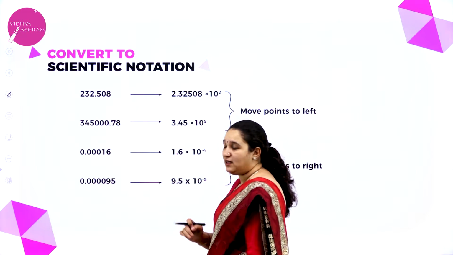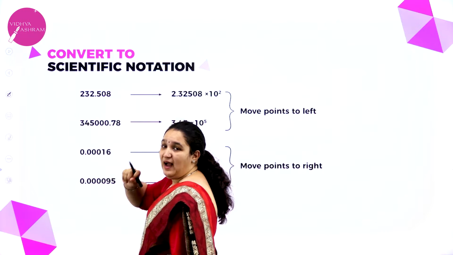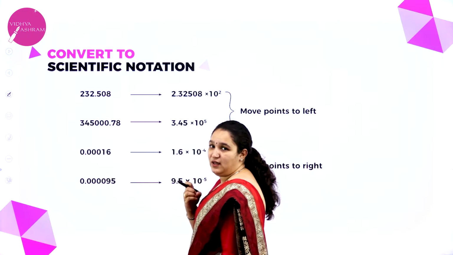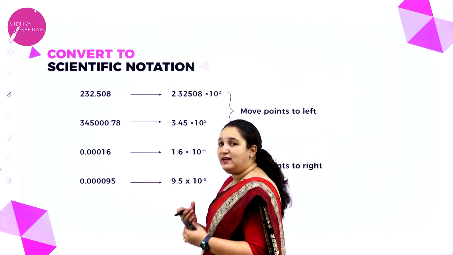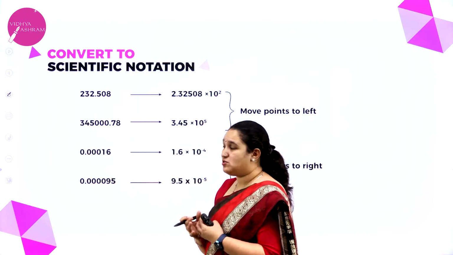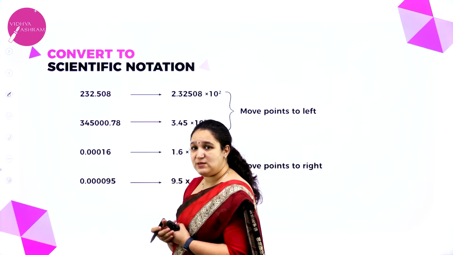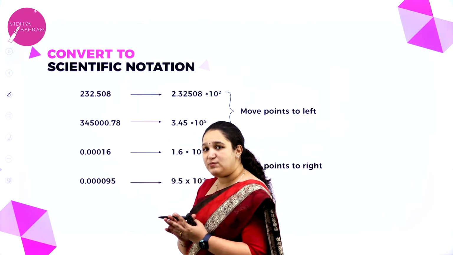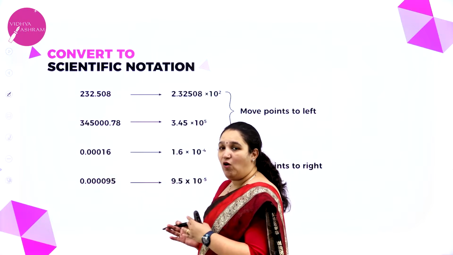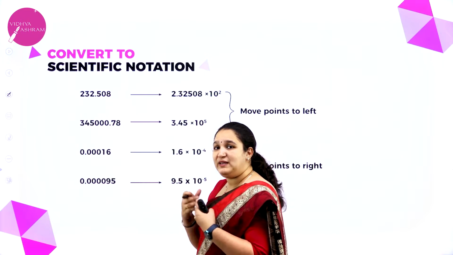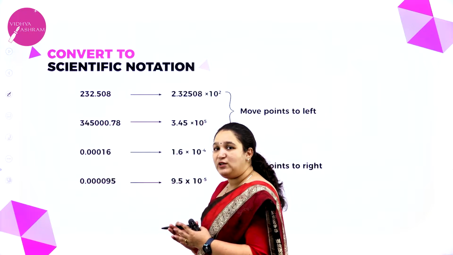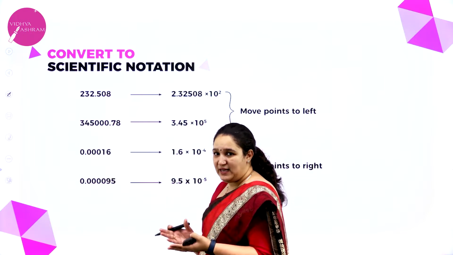232.508, correct? This number I want to write in the form of scientific notation. So, I have to write 10 to the power something. What do I do with the decimal point? I can move the decimal point to the right or to the left. So, when I move it to the right, what will be the exponent, and when I move it to the left, what will be the exponent?